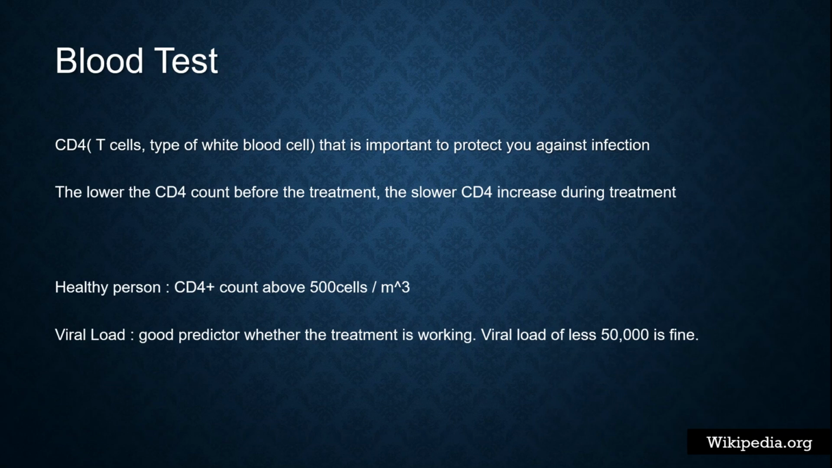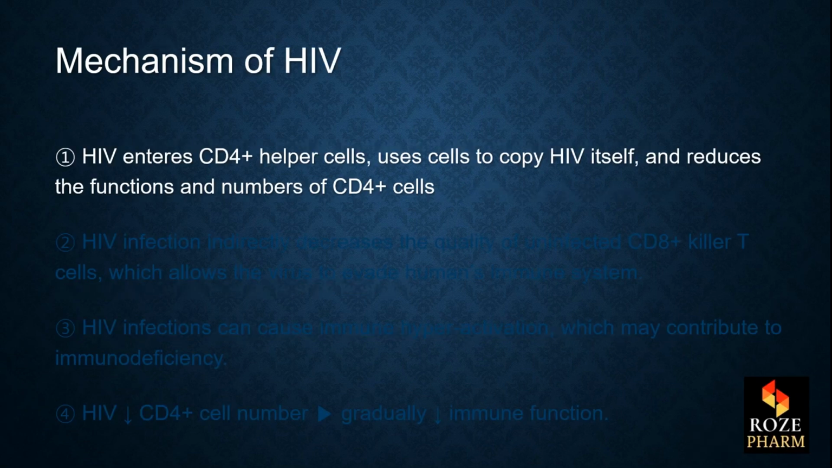So CD4, the T cells, a type of white blood cell, is important to protect the patient against infection. The lower the CD4 count before the treatment, the slower the CD4 increase during treatment. So CD4 is like a soldier of our body. For a healthy person, CD4 count is above 500.